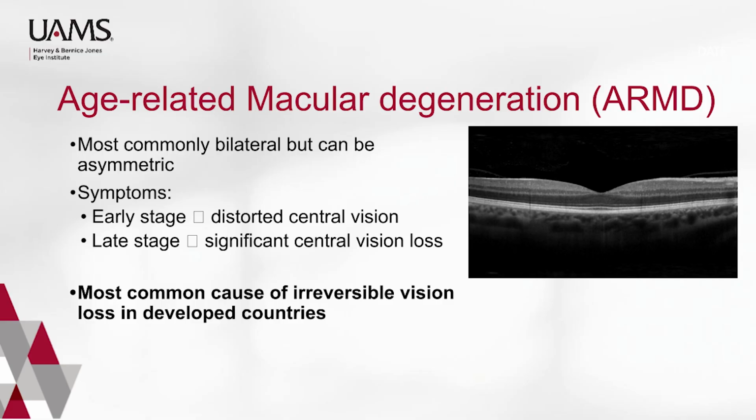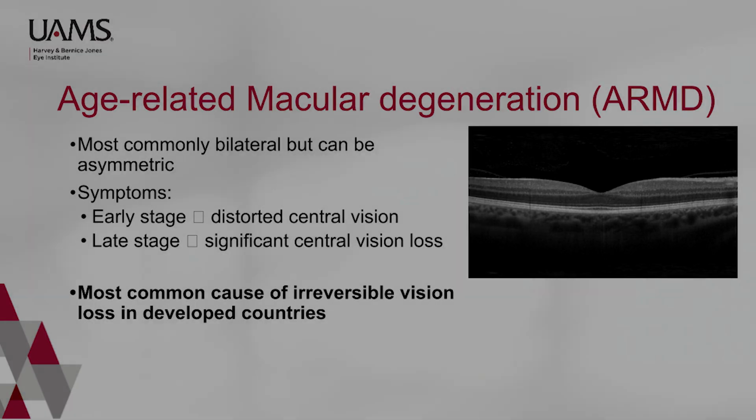Usually in the early stages, patients may notice distorted central vision, so lines on paper may seem broken up or wavy. If the patient looks at a telephone pole, there may be kind of a notch in it or a waviness in the center. In the late stage, patients have significant central vision loss, so instead of just this wavy line, they're actually going to have missing vision. Macular degeneration is one of the most common causes of irreversible vision loss in developed countries.